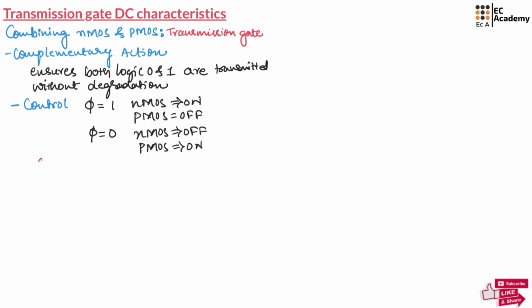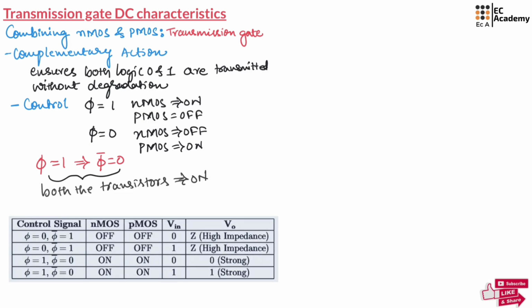So when we apply phi equal to 1, which makes phi bar equal to 0, this is the control signal across NMOS and this is the control signal across PMOS. Hence, both transistors will be on. The combined operation of NMOS and PMOS is summarized in this table. So when phi is equal to 0 and phi bar is equal to 1, the NMOS will be off and PMOS will also be off. For this condition, when input is 0, output will be high impedance, and when input is 1, output again will be high impedance.